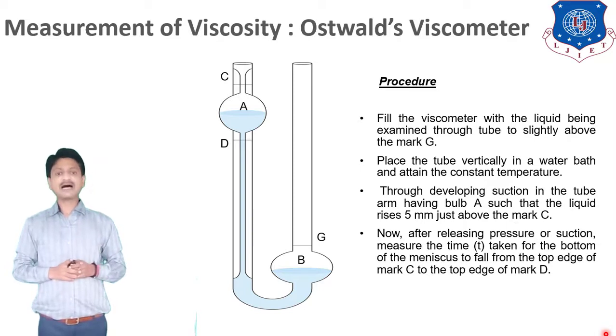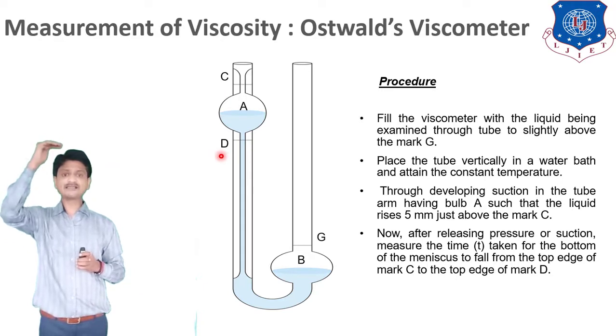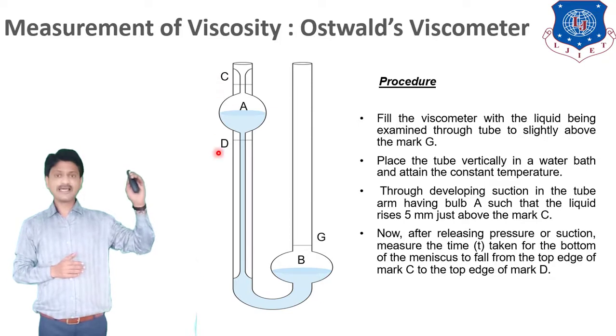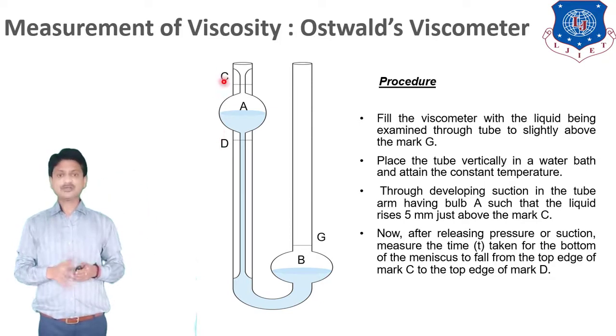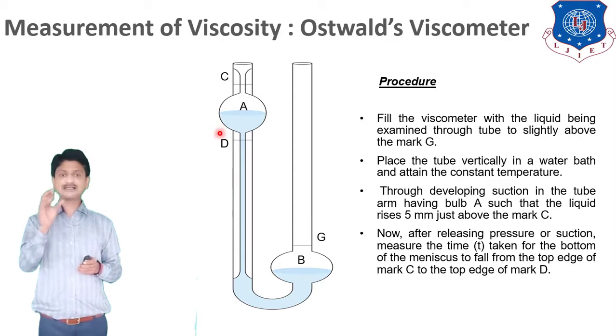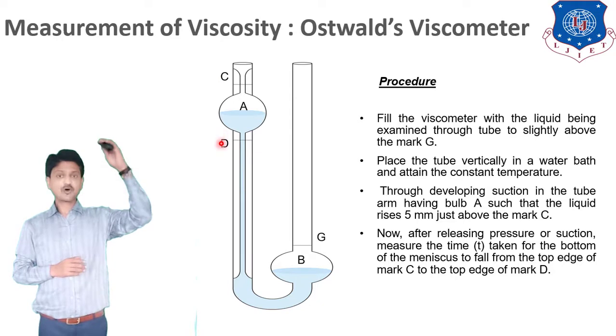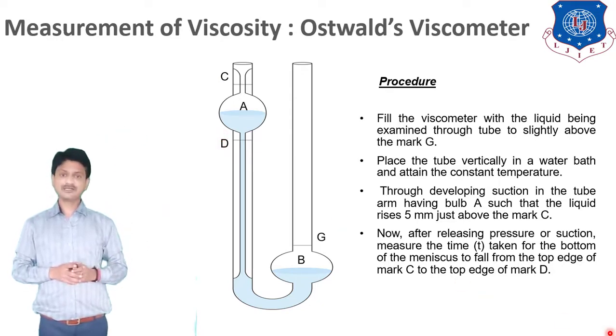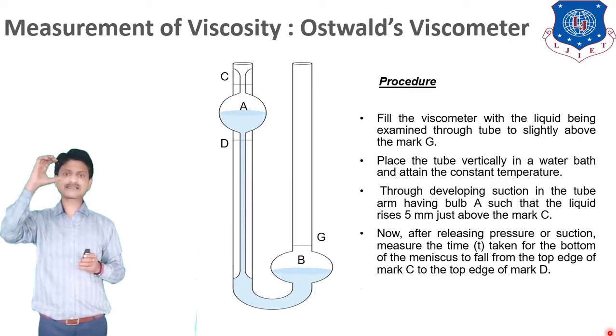And now, after releasing the pressure, we have to measure the time t for the liquid to fall from the top edge of mark C to the lower edge of the mark D. So here we have to measure the time t for that liquid from the top edge C to the edge D. So here we are considering the small section C.